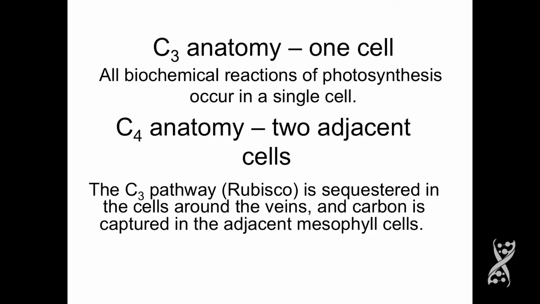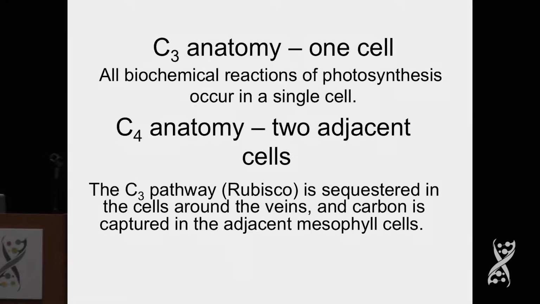C4 is a bit complex. All of the ancestral C3 biochemistry happens in a single cell. All of photosynthesis operates within one cell, whereas C4 takes that whole C3 pathway, crams it into a cell around the vascular tissue, and then it captures carbon from the air in an outer cell, known as a mesophyll cell. Mesophyll, of course, is simply Greek for middle of the leaf, so it doesn't really tell you anything very much.